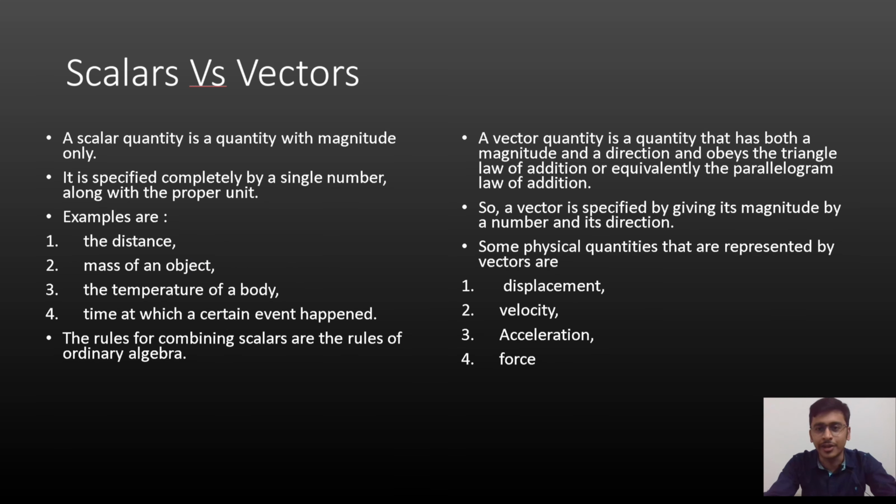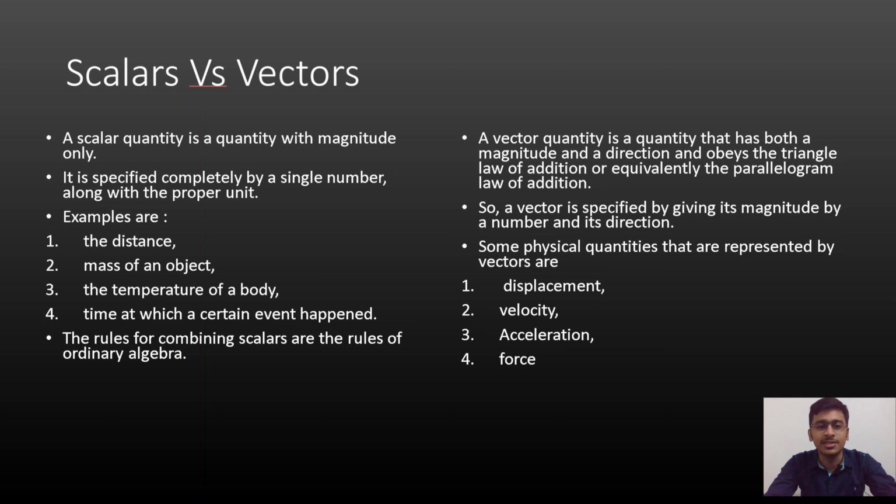So what are scalars, what are vectors? Maybe you have studied scalars and vectors in your 9th and 10th standards. A scalar is a quantity which only has magnitude, and a vector is a quantity which has both magnitude and direction, and it obeys the law of vector addition, the triangle law and the parallelogram law of vector addition. So these are textbook definitions. If you want to excel in board exams, then you have to learn these definitions, but let's just understand what they are trying to tell us in a simpler manner.